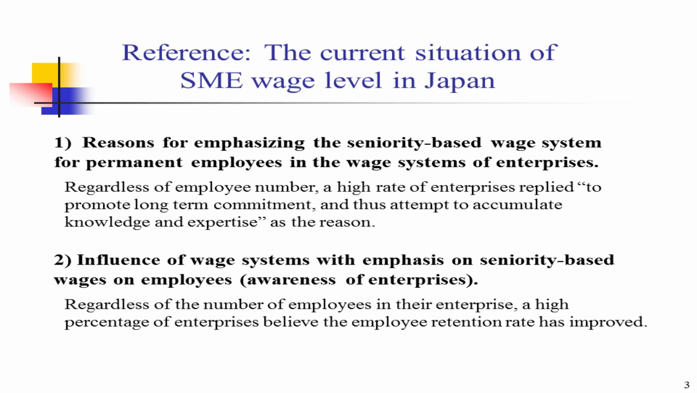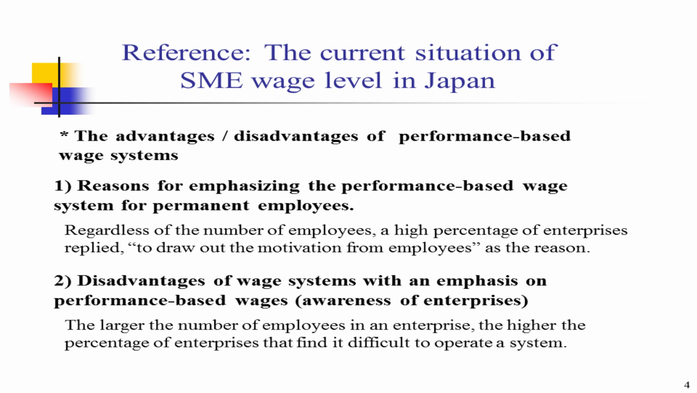Regardless of the number of employees in their enterprise, a high percentage of enterprises believe the employee retention rate has improved. Okay, and continued. Please have a look at slide number 4. The current situation of SME wage level in Japan, the advantages and disadvantages of performance-based wage system. Number 1. Reasons for emphasizing the performance-based wage system for permanent employees. Regardless of the number of employees, a high percentage of enterprises replied to draw out the motivation from employees as a reason, the incentive kind of things.